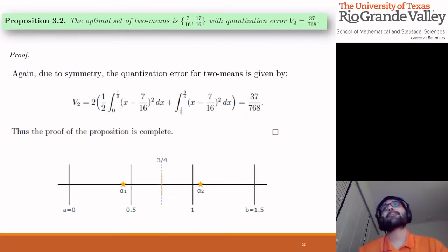Now let's talk about proposition 3.2. I'll continue with the proposition 2.2 here. Again, due to symmetry, the quantization error for the two means is given by this. We're multiplying times 2 because we have to account for A1 and A2. Remember, we have one quantizer in the left side of 0 to 3/4 and another quantizer from 3/4 to 3/2. So we have to account for those two. So that's why we multiply times 2 and we get this value.